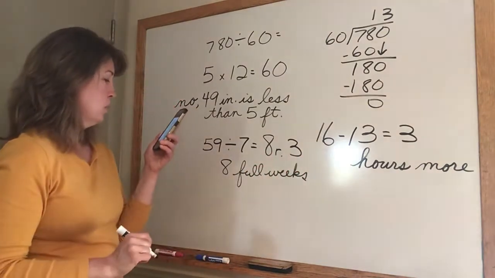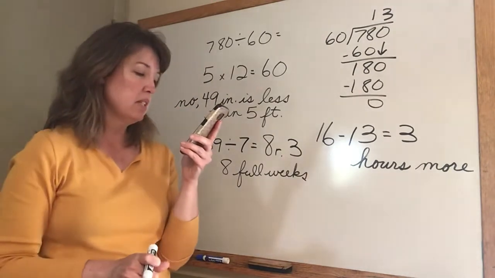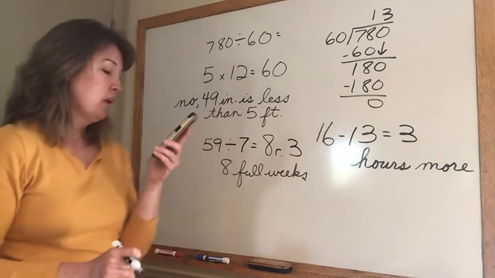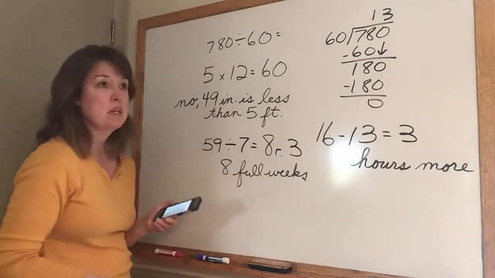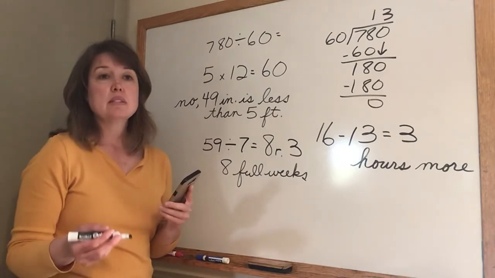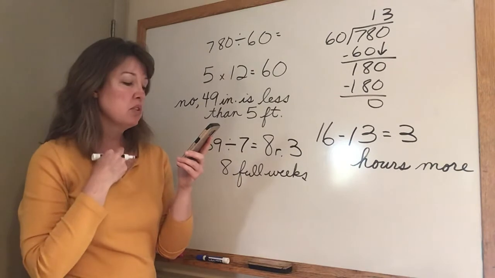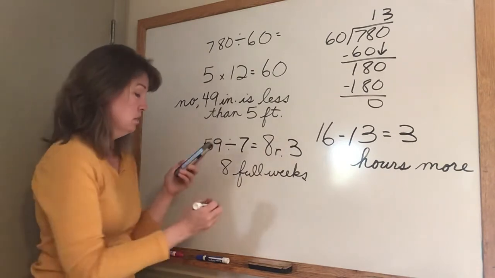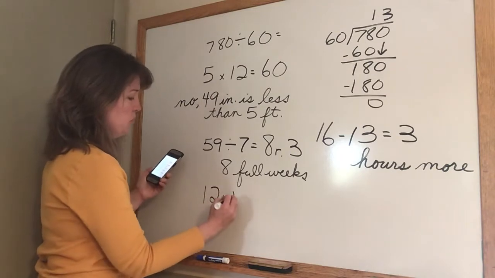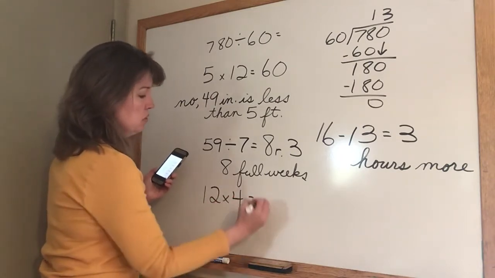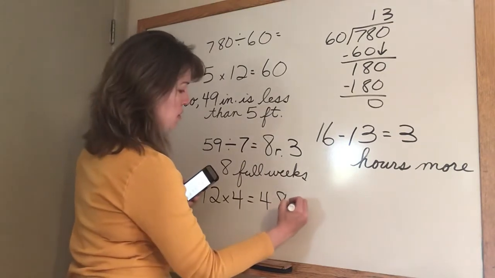Okay, number 4. Nate lived in Colorado for 4 years. How many months did he live there? What was the question again? Okay, years. How many months are in 1 year? There's 12. Okay, so 12 times 4 equals 48. So 48 months.